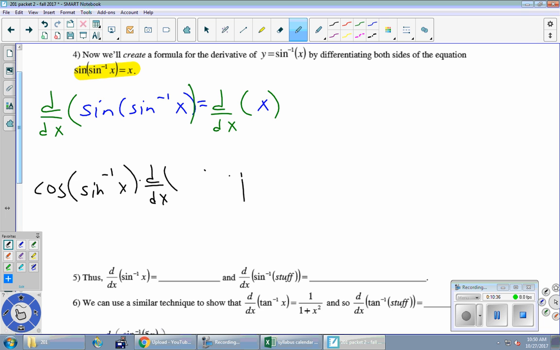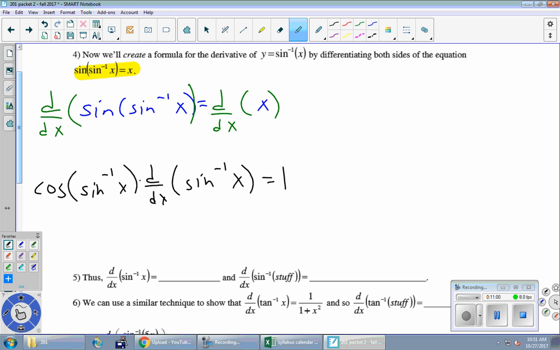Again, what's the stuff? Oh, we don't know that one yet. You get into the punchline there. Okay, so that's cosine of stuff times the derivative of the stuff. It's just written: derivative of inverse sine of x.